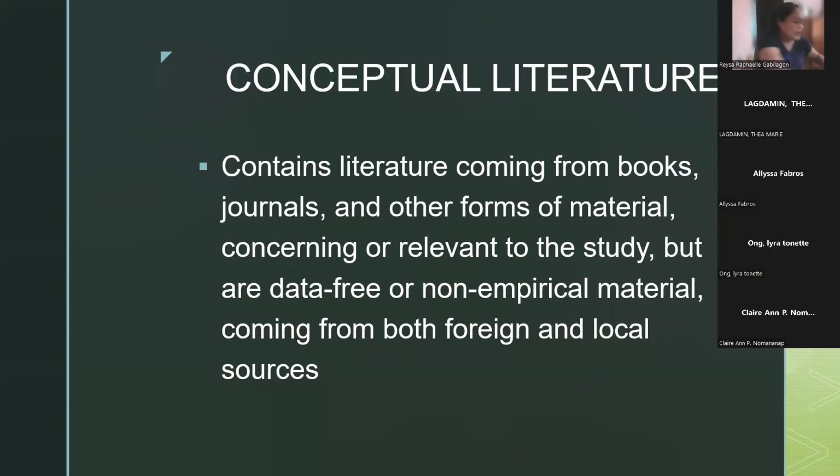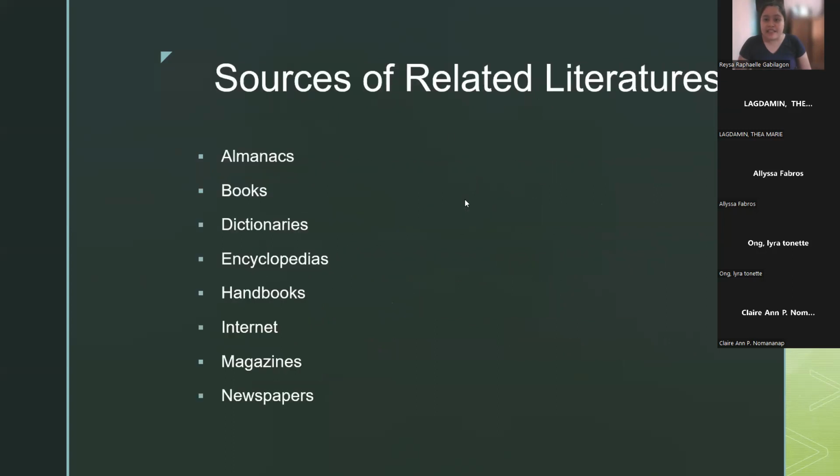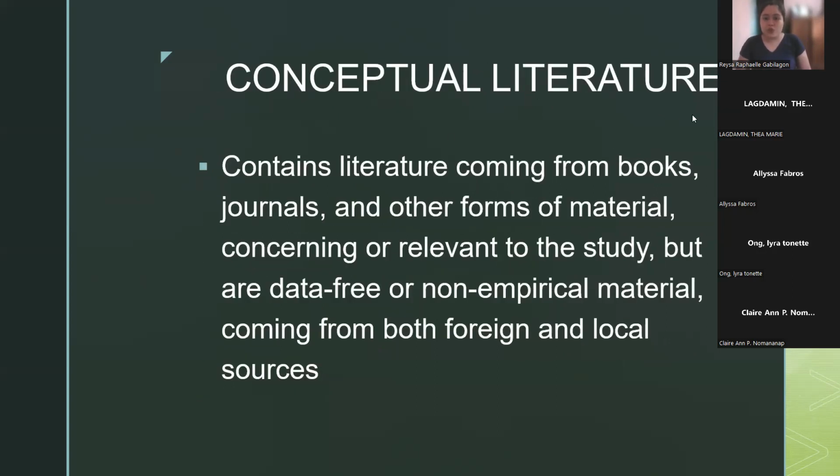Now, we have two types of review, class. We are going to review conceptual literatures and also related studies. So what's the difference between the two? When you say conceptual literature, these are data-free or non-empirical material from whatever source. It can be coming from a book, a journal, or in internet, printed or material published online, whatever, kahit saan nang galing. Basta data-free or non-empirical material.